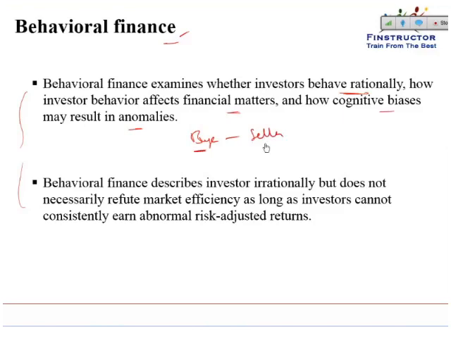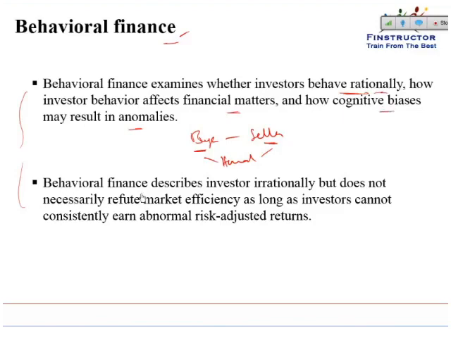Both buyer as well as the seller are human beings, and human beings may not at all times act rationally. So they suffer from different states of mind, different psychological patterns that behavioral finance tries to study, and hence behavioral finance argues that because the buyer and seller have emotional and cognitive psychological biases, markets may not be efficient at all points in time.